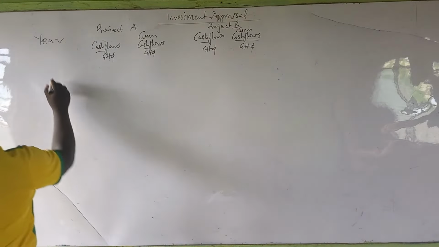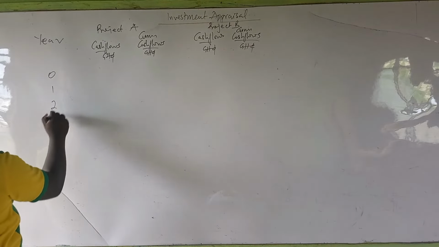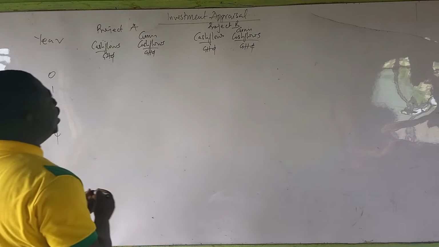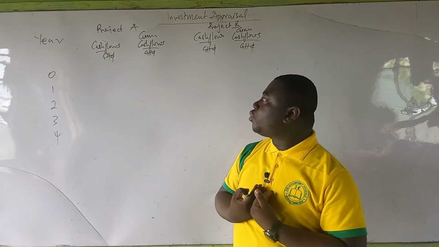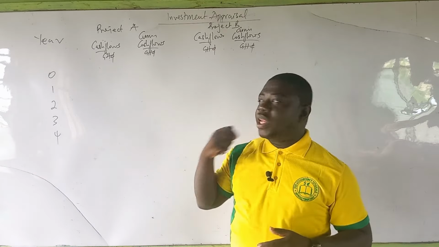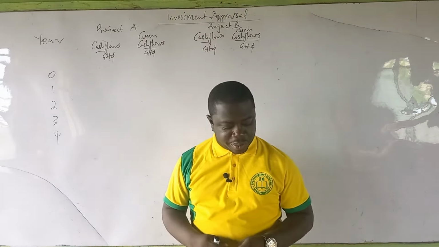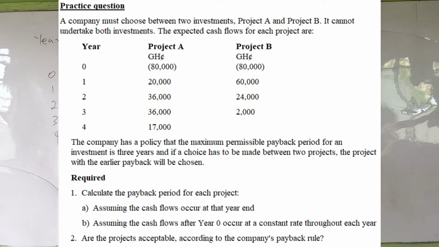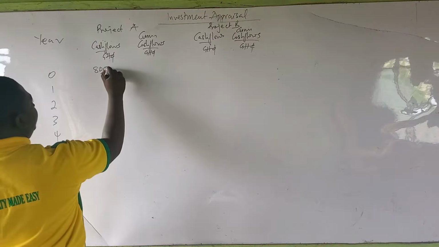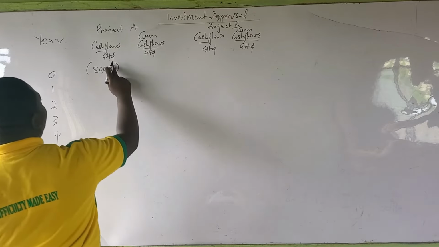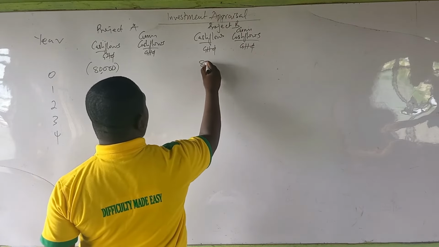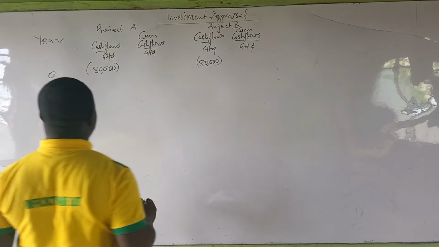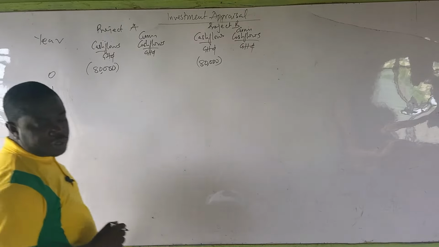And so we are starting from year 0, year 1, year 2, year 3, year 4. Now, the cash flows were already given in the question, but we are going to use a cumulative approach to find the payback period. So let us list the cash flows as given in the question. For project A, the initial cash flow at year 0 is 80,000 in brackets. The same applies to project B, 80,000. So both projects require the same outflow, but the cash inflows are different.